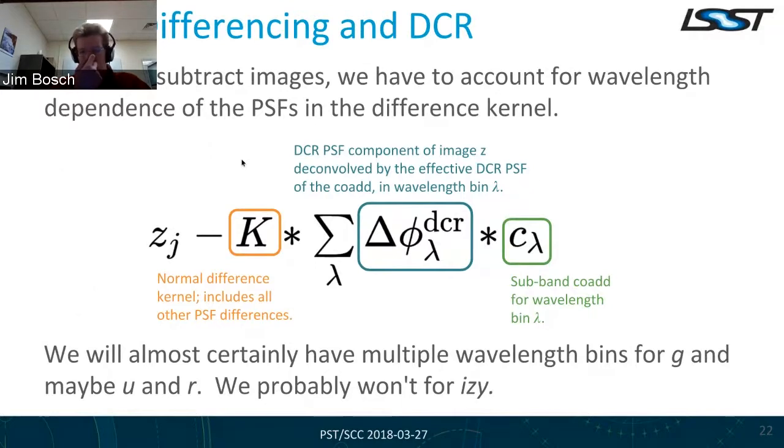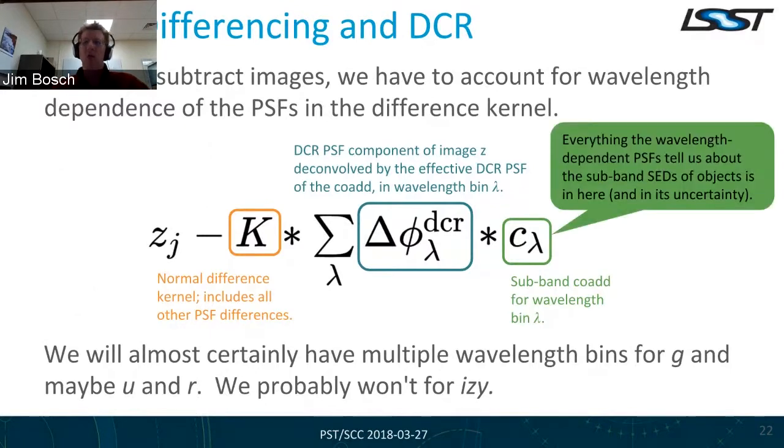It's worth pointing out that this is primarily for DCR. And that means we're going to focus this work on the bands where we have DCR. So we will almost certainly have multiple wavelength bands inside the G band. We might have it for U and R band as well. We probably won't for I, Z, Y, where the DCR is really negligible.